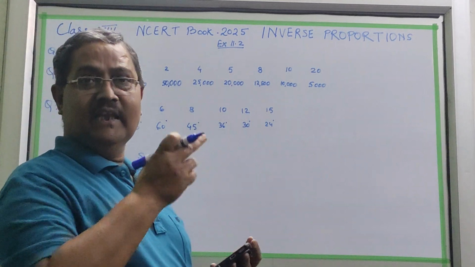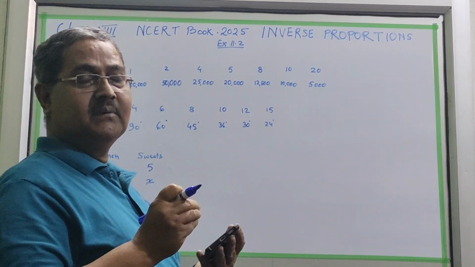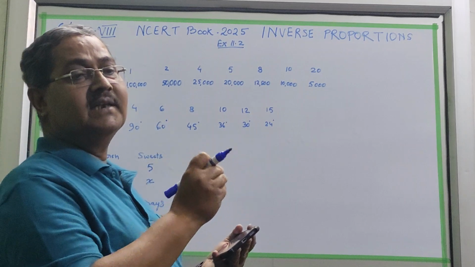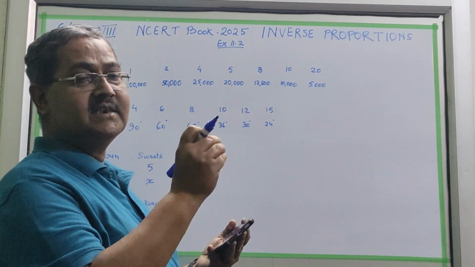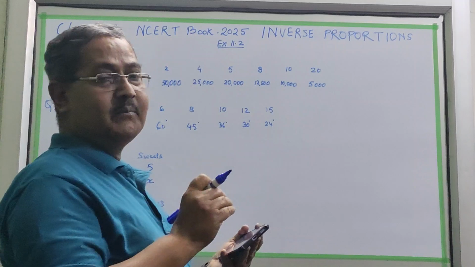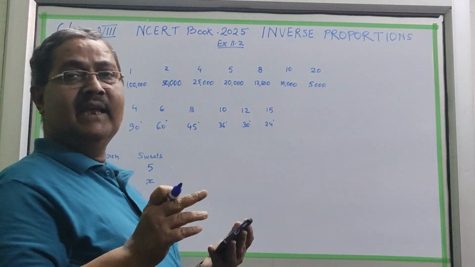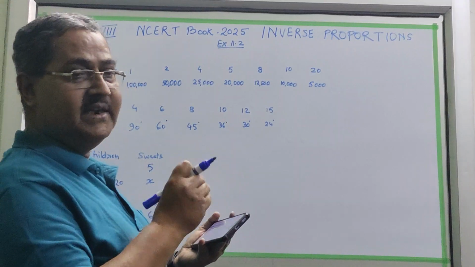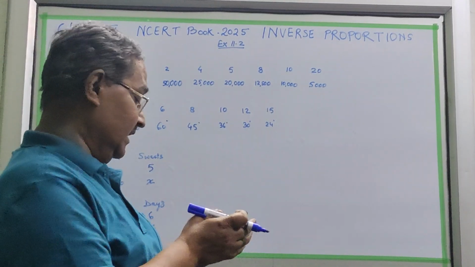Now we will discuss inverse proportion. Inverse proportion means if two factors are there, one is increasing, the other is not increasing, it is decreasing. In direct proportion, both the factors are either increasing or decreasing. Here you will find one is increasing but the other is not increasing.